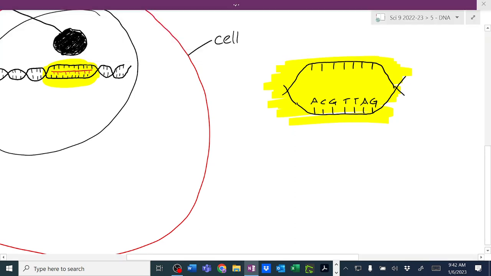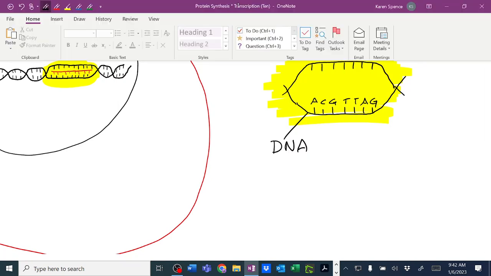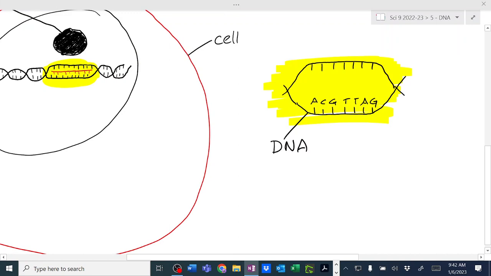Now, this of course is the DNA, but part of it has come open. You've got your strand and part of it has come apart. It's opened up. And so we can have an RNA copy get made, okay? So this is mRNA, RNA.